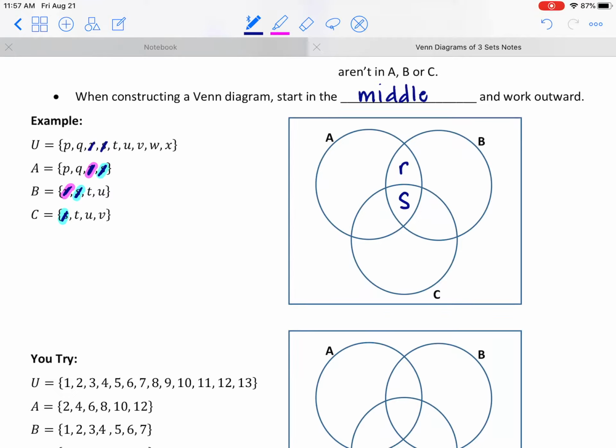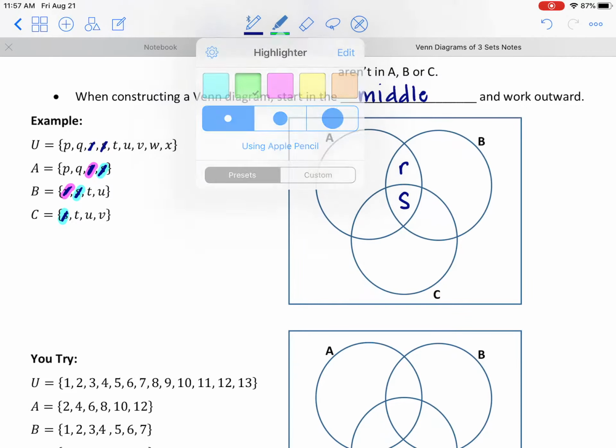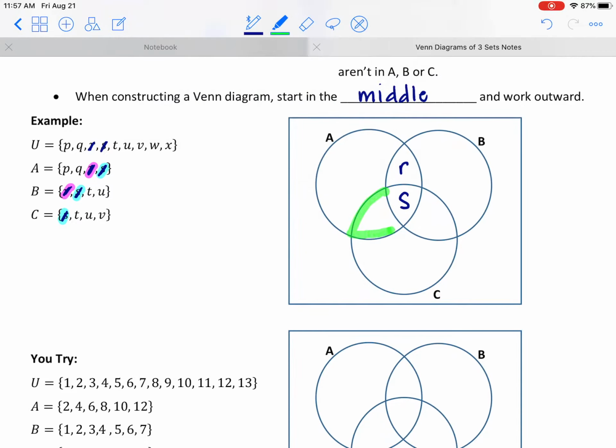Now let's look for what's in common to A with C. A with C. So A and C, P and Q, T, U, nothing. Nothing in common there, which means this area of the Venn diagram is going to be left blank. Totally fine. Now I'm going to move over to B and C.